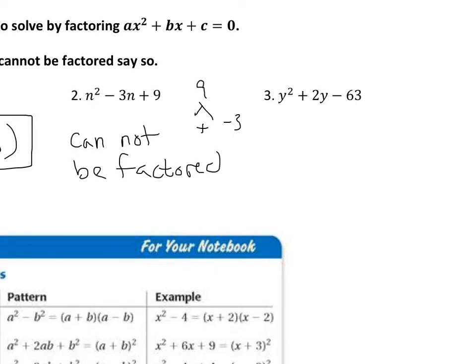So here, think in your head, what multiplies to -63 and adds to 2, because a is only 1? So I would get +2, so it would be +9, -7. Okay? So there's the review on basic factoring when a is 1.